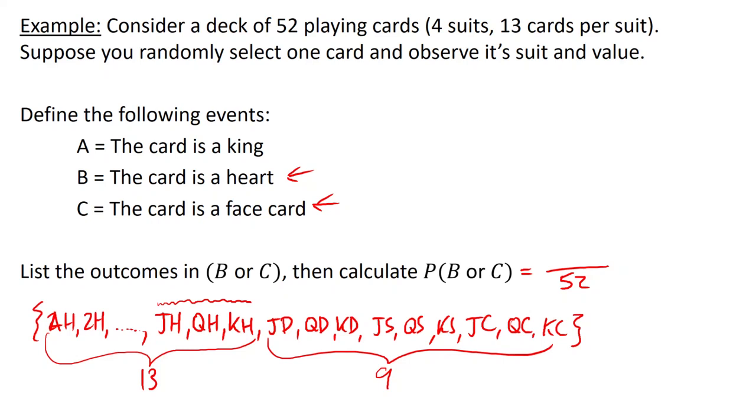Does that make sense? So we have to throw in the rest of the face cards, but these face cards were already there. So there's some overlap, and so the probability of B or C is going to be 22 out of 52, which is 11 out of 26, or if you approximate that, what does that come out to be? You need 4 decimals. 0.42308, so maybe 0.4231 if you round.